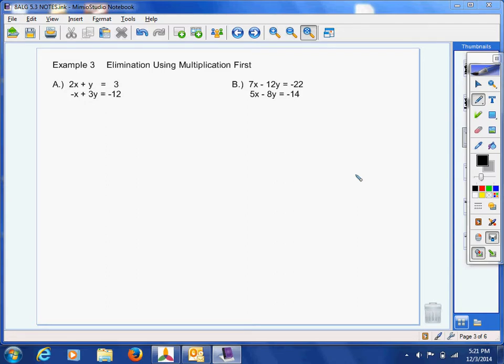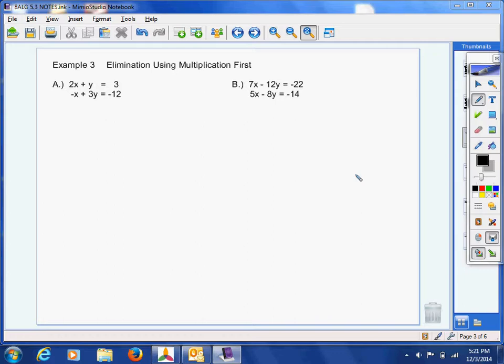Graders, welcome back. We're going to do 5.3, example 3. We're going to continue with elimination, that strategy for solving linear equations, and we're going to use multiplication first. You use multiplication if none of your variables have either the same number or opposite numbers in front of it.